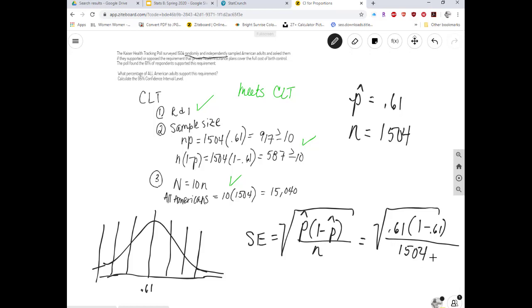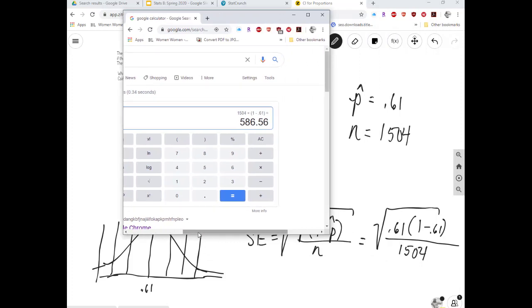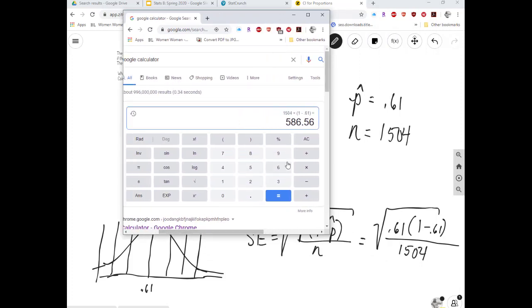Okay. Come here, Google Calculator. And I'm going to make this a little bit wider so I can get everything in there. Okay, great. So now, to clear this out, I've got 0.61 times parenthesis 1 minus 0.61, close parenthesis, and there's my numerator. Now I'm going to divide that by 1,504. And there is my fraction, and now I'm going to take the square root of that number, and I'm going to get 0.01257.